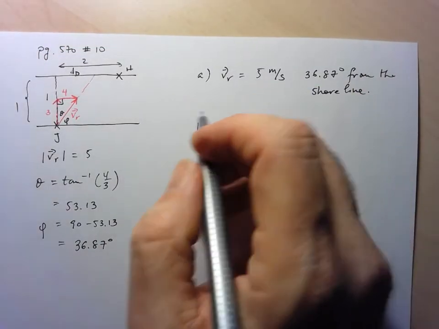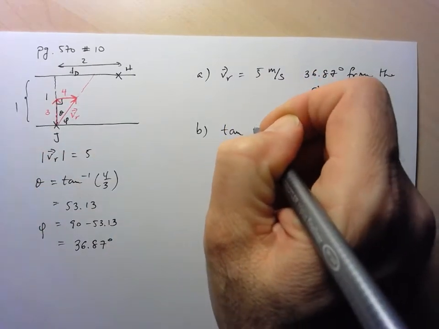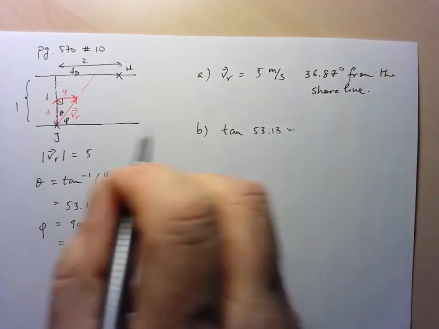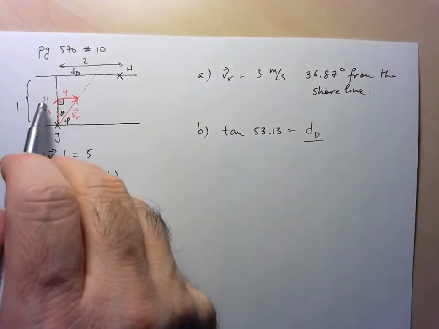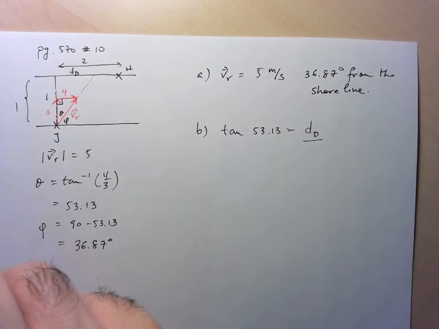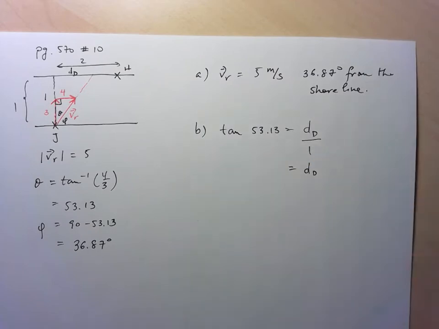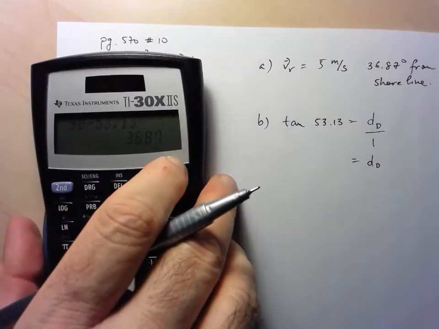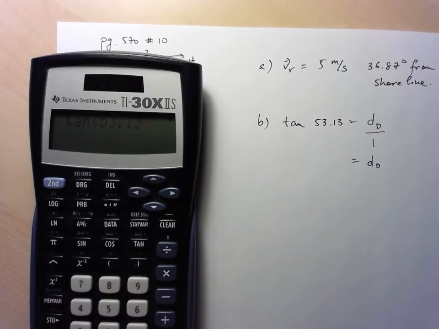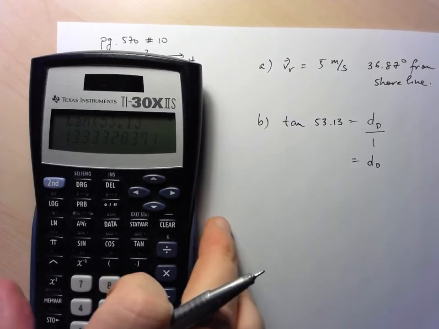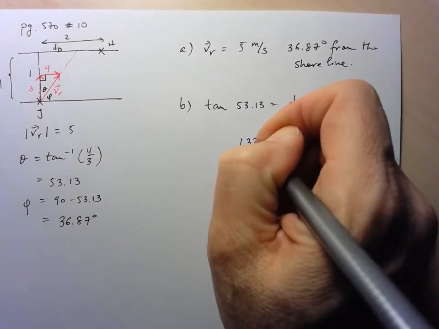Okay, so I guess we'll be using tangent, so we have tan of 53.13 is equal to the downstream distance over the adjacent side of that thing, which is just 1. So the downstream distance is equal to tan of 53.13, so 1.33, so about 1 1/3. Okay, so just go with 1.33.